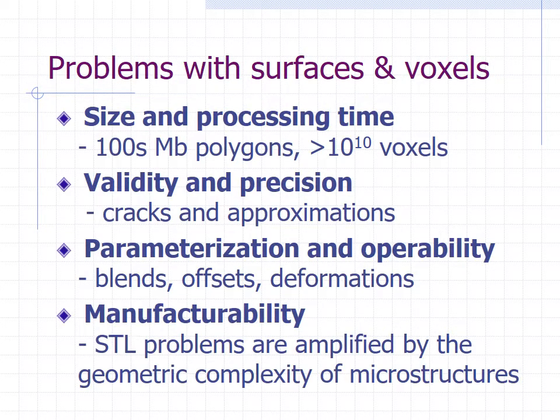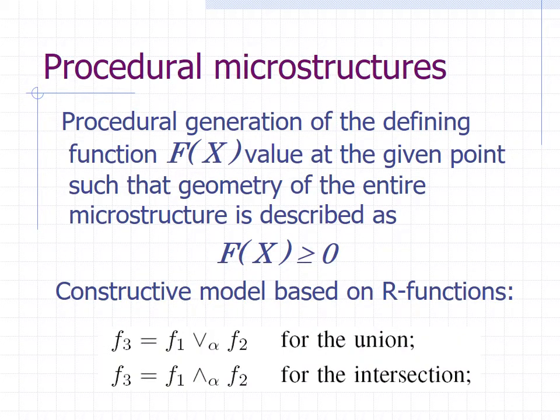Modeling microstructures over surfaces or voxels has some problems. First of all, the size of models and processing time increase dramatically with the size of microstructures. Also, when manipulating a model with a microstructure represented by a boundary representation, unpredictable artifacts may appear in the geometry. An opposite method is procedural microstructures, when we define the geometry of microstructures by continuous real functions and function representation.